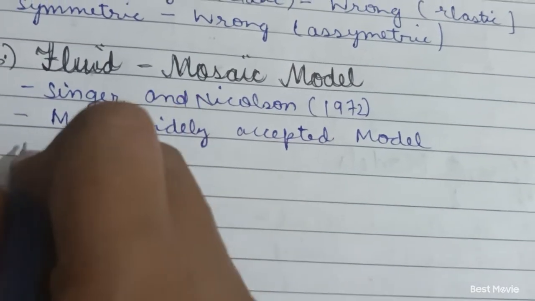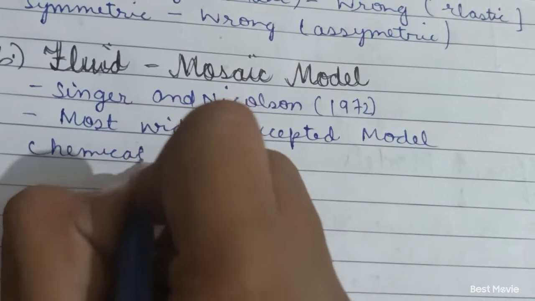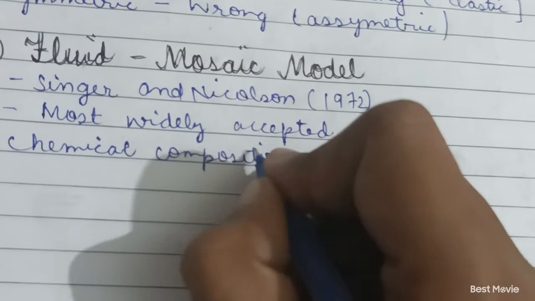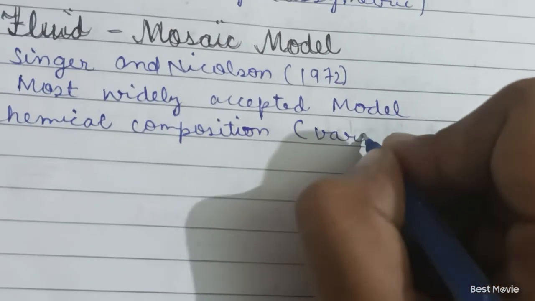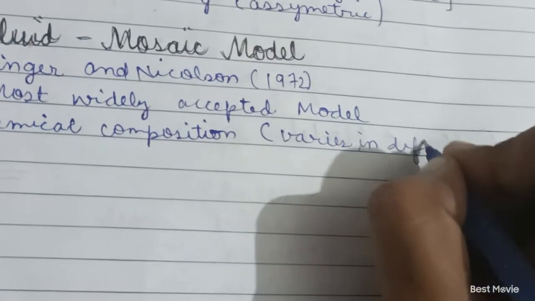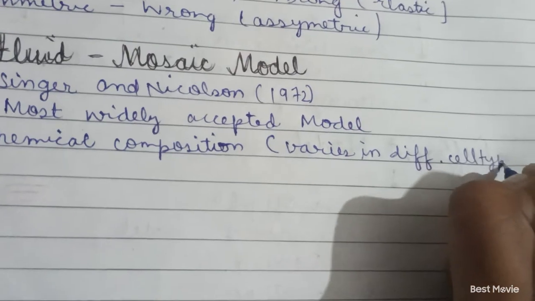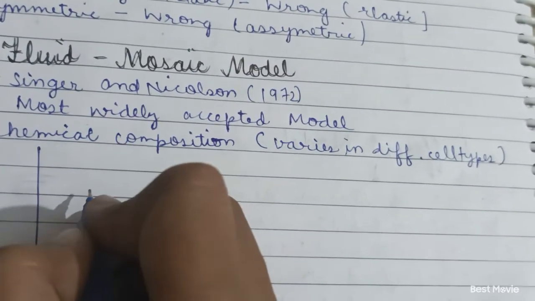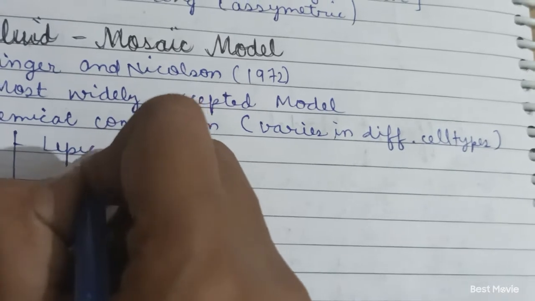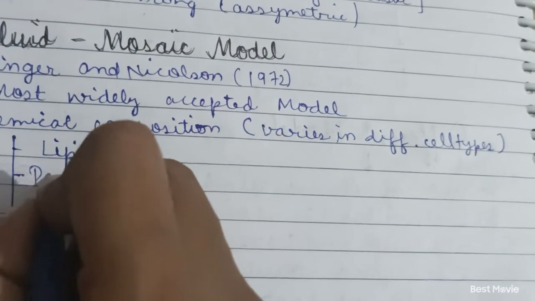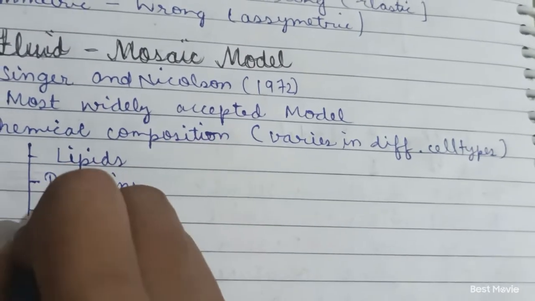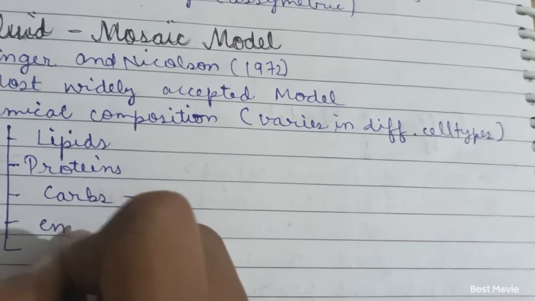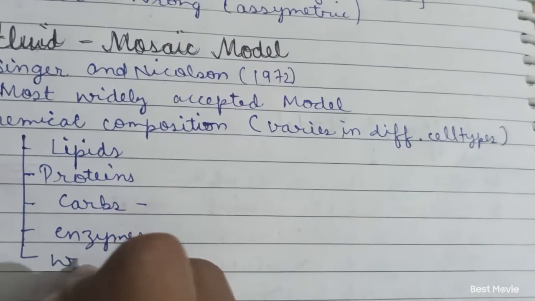It says that the chemical composition of the plasma membrane is not fixed. It varies in different cell types, according to the variation in cell types. Here I have some examples for the composition of plasma membrane in different cell types. First of all, we have lipids, then proteins, then carbohydrates, then enzymes, and at last water.